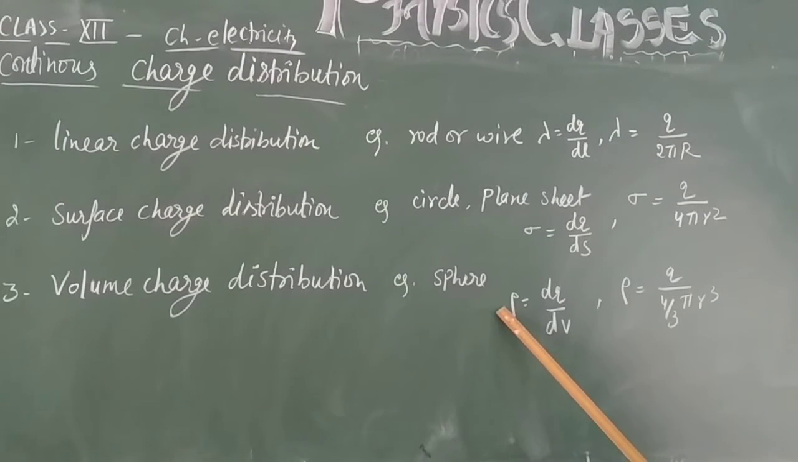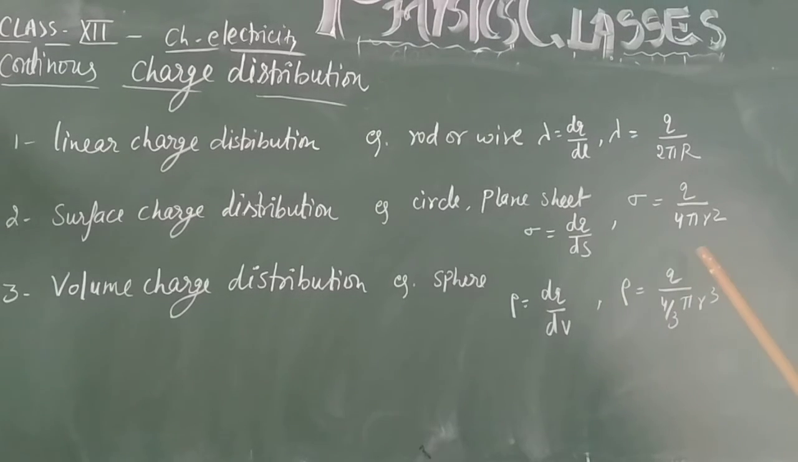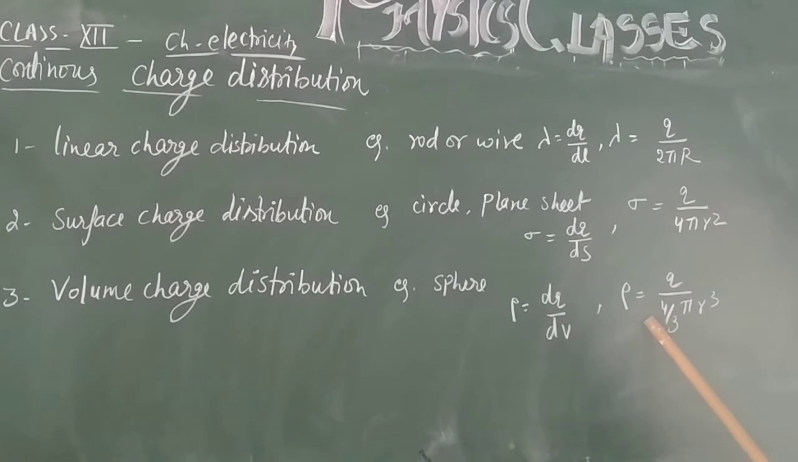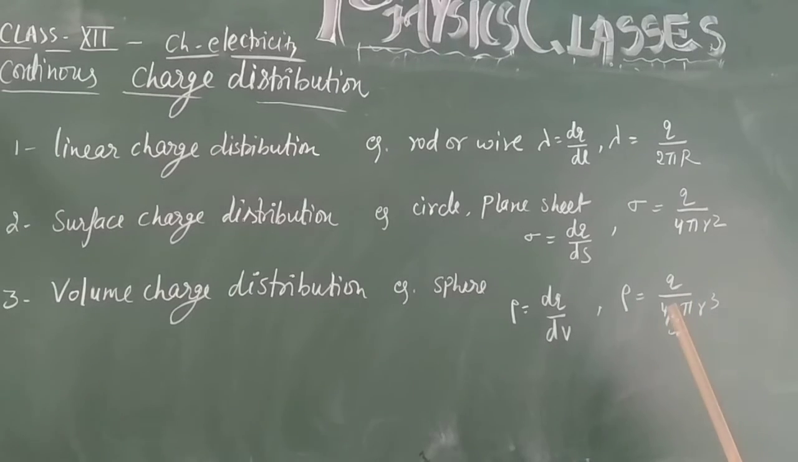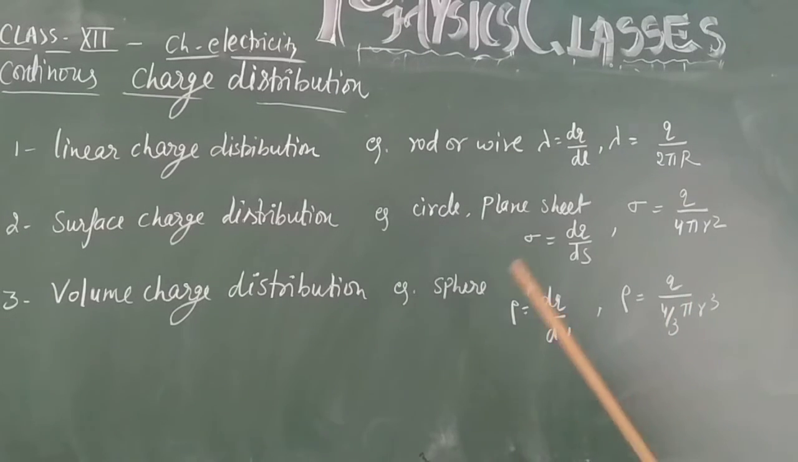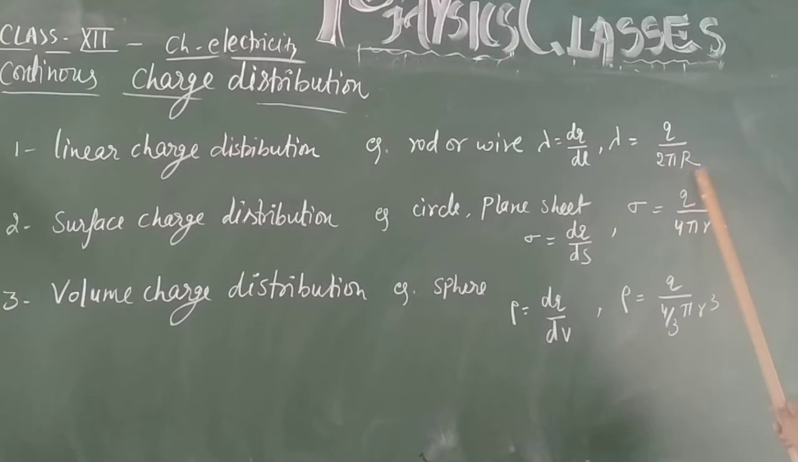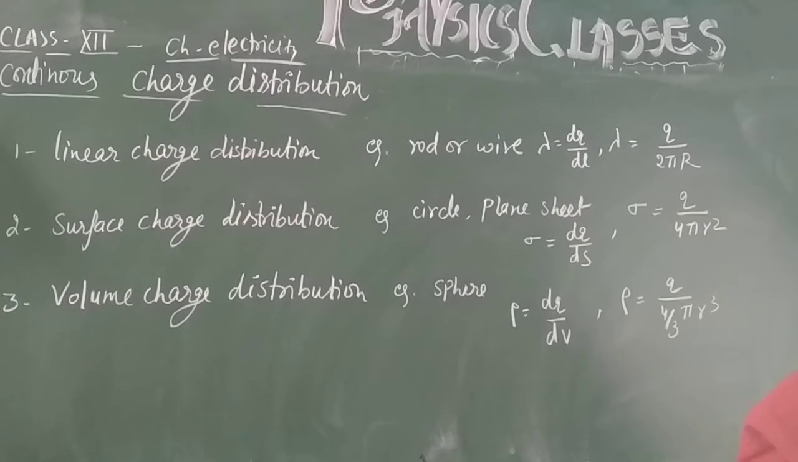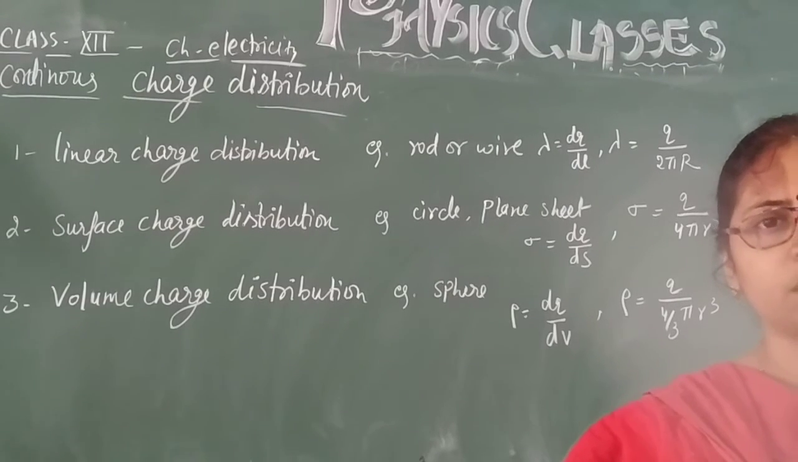In the case of a sphere, rho is equal to q upon 4 by 3 pi r cube, because 4 by 3 pi r cube is the total volume of the sphere. So depending on the shape of the body, we use the length, the surface area, or the total volume. These are the continuous charge distributions which we use in the Gauss theorem or Gauss law.